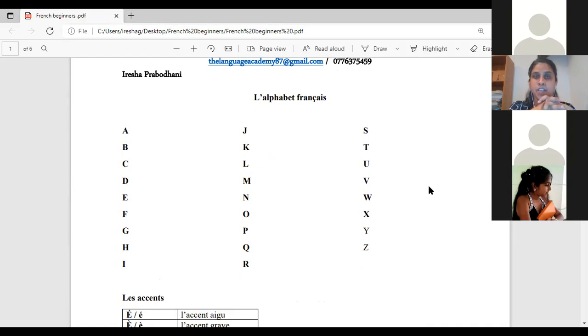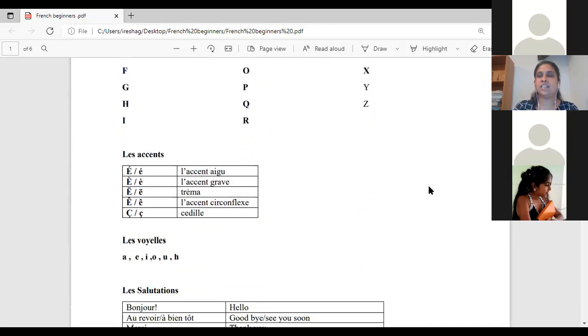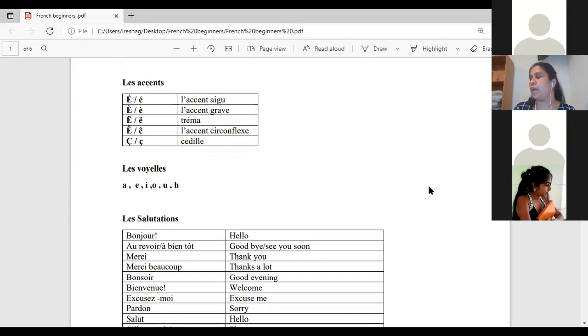So you have l'alphabet français, the French alphabet: A, B, C, D, E, F, G, H, I, J, K, L, M, N, O, P, Q, R, S, T, U, V, W, X, Y, Z. And then you have les accents, the accents. First one is l'accent aigu, l'accent grave, tréma, l'accent circonflexe, cédille. What you should know is when I say put l'accent aigu, you should know the side. Put l'accent grave, you should know the side. And tréma, you should know that. Circonflexe, cédille.